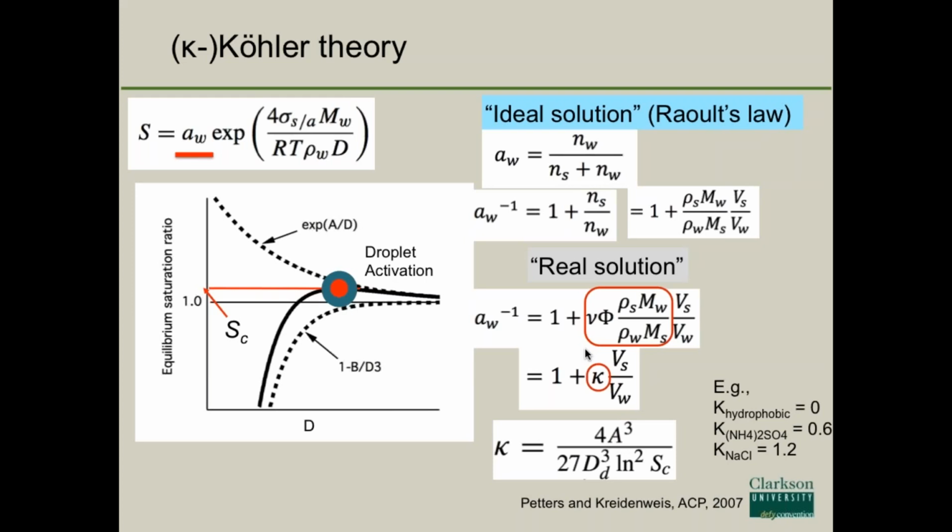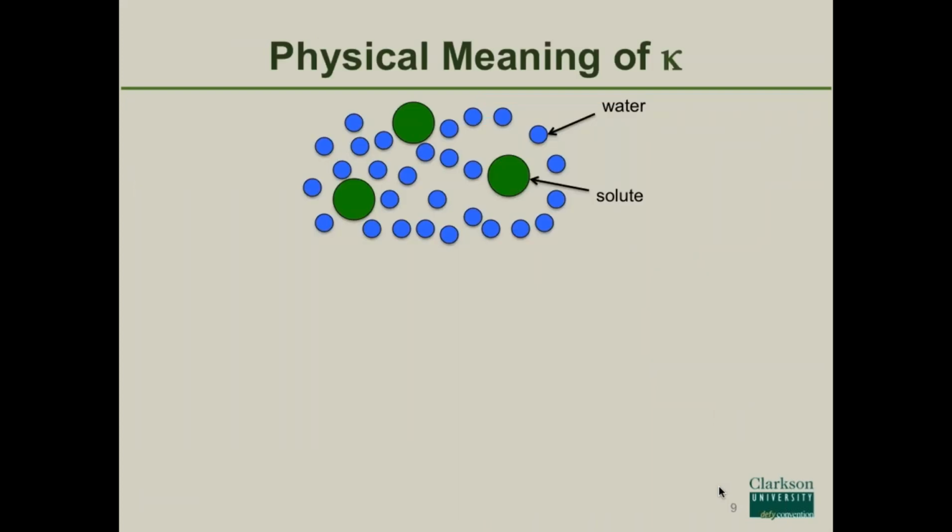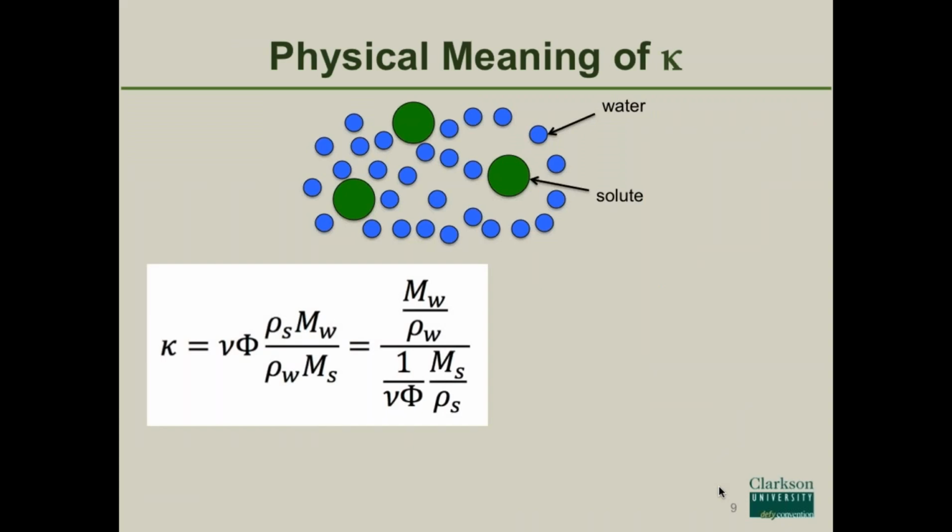For example, some example values. If a particle is hydrophobic, it's 0. Ammonium sulfate is about 0.6, sodium chloride about 1.2. Right. So now we know what kappa is, and the next question is how can O2C impact this? Obviously, there is no explicit dependence on O2C, so how can O2C possibly impact this? To think about it, it's useful to get some intuitive image of the kappa value. And yes, it relates to CCN activity, but there is a more intuitive, fundamental way to interpret this.